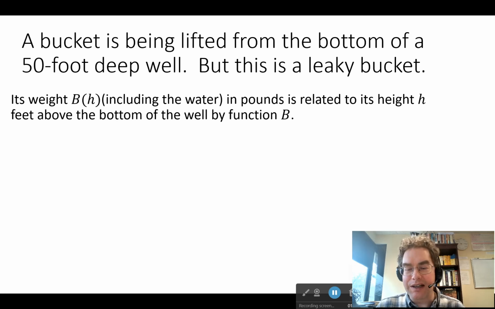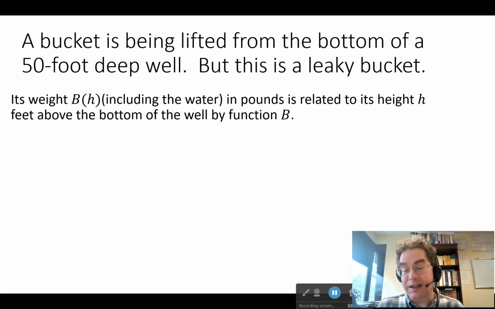So let's introduce some notation already. Again, you could introduce this on your own if it wasn't already given. We're making it a little bit easier here. So the weight of the bucket we will denote by B of H. And this includes not just the bucket itself, but the water that is in the bucket as well. We're measuring weight here in pounds. And we're relating that weight to the height H of the bucket above the bottom of the well. Okay, again, the well is 50 feet deep, but the height starts at 0 and goes up from there.